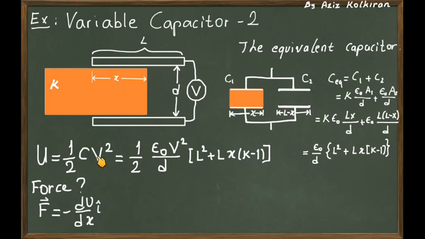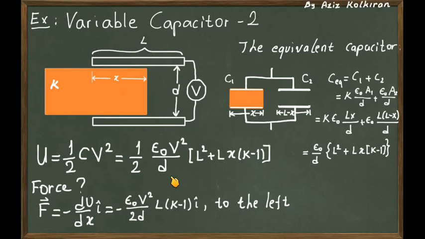Okay, so let's calculate this, whether we must provide the force or the capacitor is pulling the dielectric into itself. So let's do this, and when you calculate this derivative, it's easy because it's linearly dependent on x. We get this expression: minus epsilon 0 V squared divided by 2d, L times (k minus 1).